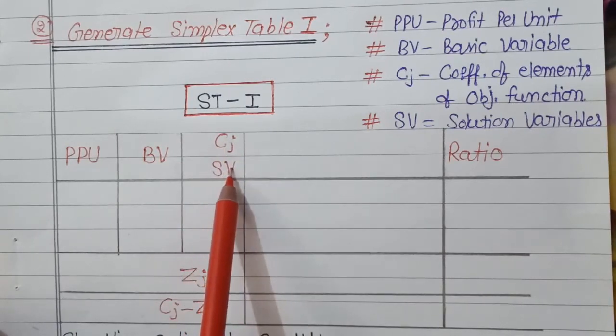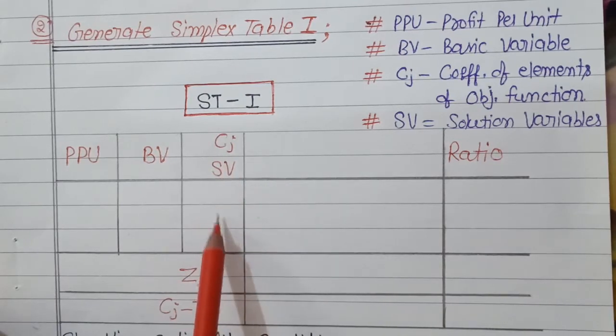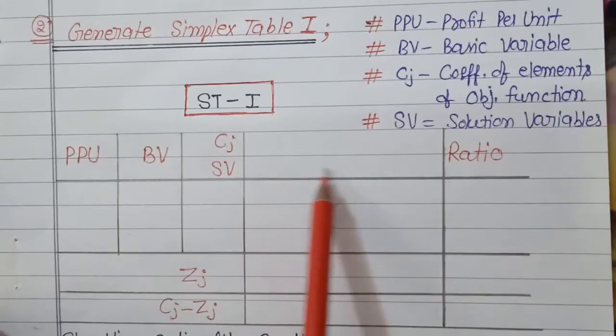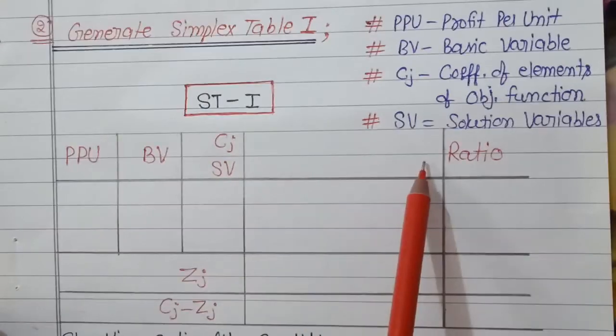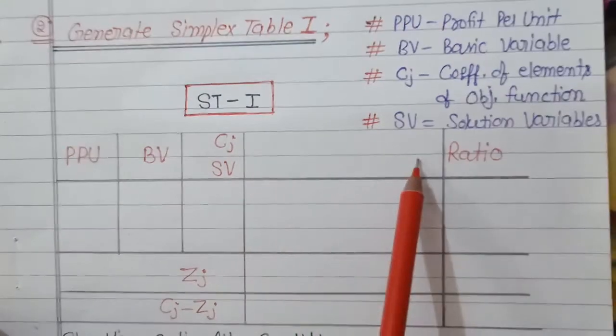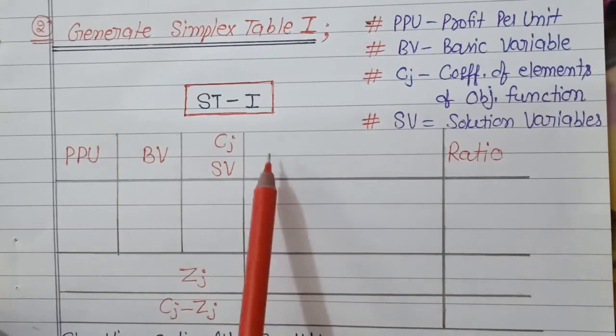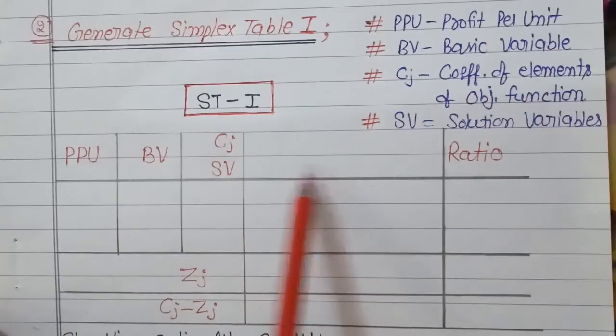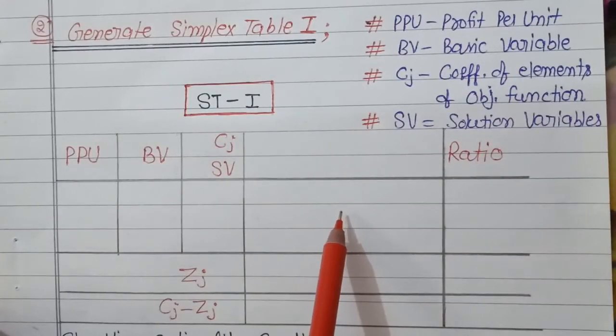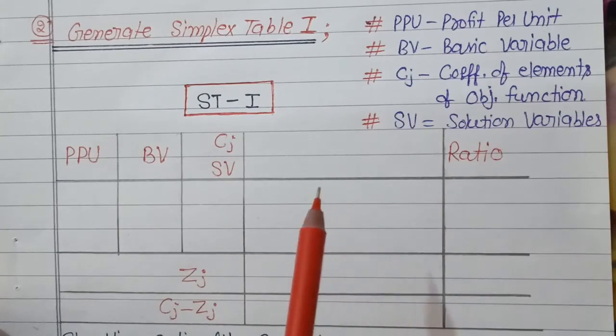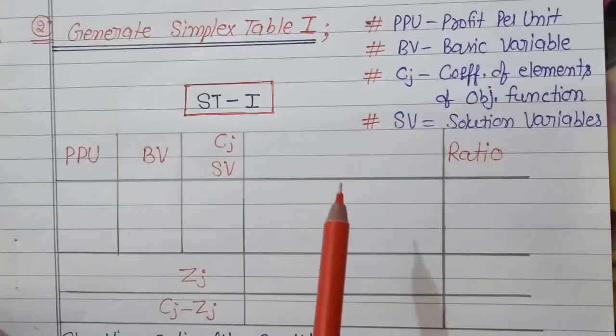This is the solution variable, here we will write the values of the right hand side elements of the constraint equations. Here we will write the different variables which are being used in the objective function. This is Zj and this is Cj minus Zj, which we will find after using the values from the standard LPP here. Now let us take the values from the standard LPP and use them here.